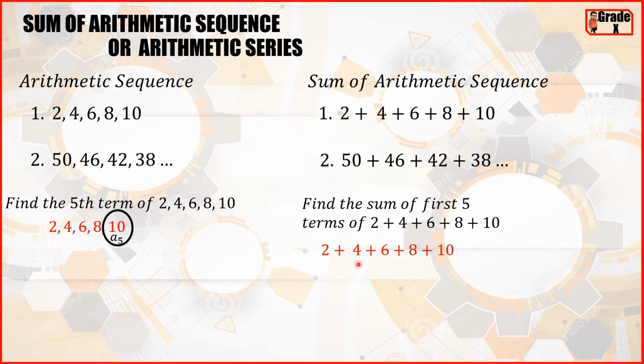So 2 plus 4, that is 6. 6 plus 6, 12. 12 plus 8, that is 20. 20 plus 10, and that is equal to 30.